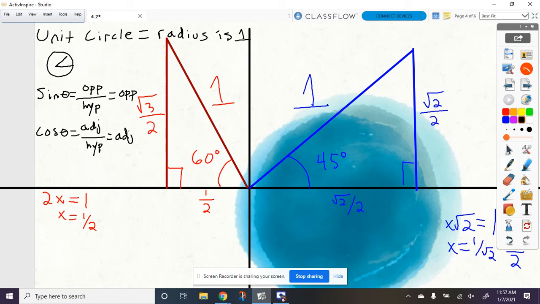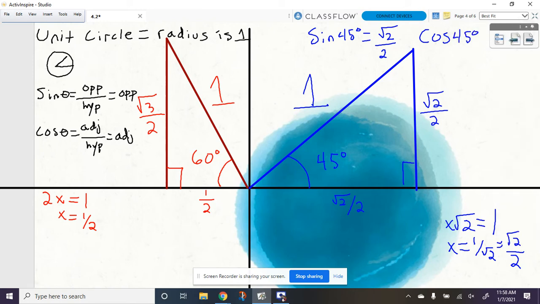Are we all with me? So then let's go ahead and label. If I was looking for the sine of 45 degrees, we know that it's going to be the opposite side, which is what? Square root of 2 over 2. And it just so happens our cosine is going to be the adjacent, which is also what? Square root of 2 over 2.